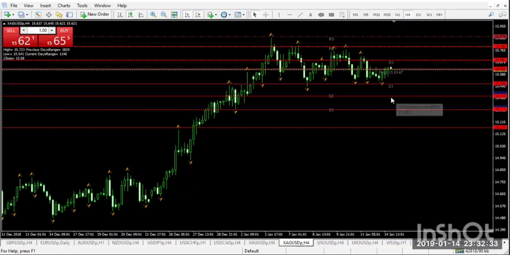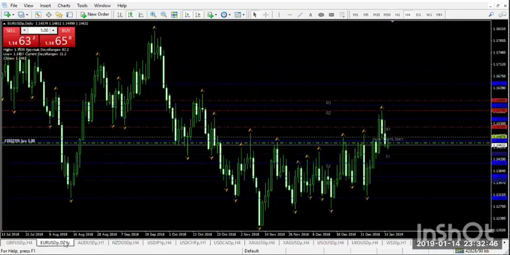So when that happens, and these three lines are not in a trend, it means that I'm going to have a downtrend. Let me show you another example.